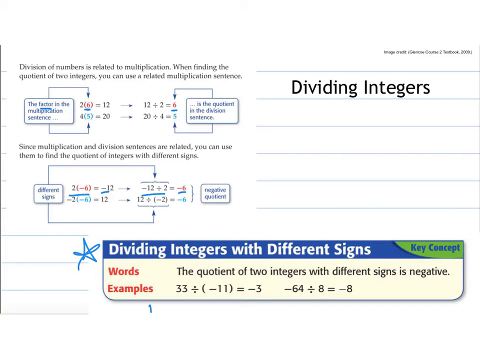The quotient of two integers with different signs is negative. So if you have a positive divided by a negative, your answer will be negative. If you have a negative divided by a positive, your answer will be negative. So it equals a negative, which you can see in the examples here. A positive 33 divided by a negative 11 equals negative 3, and so on.